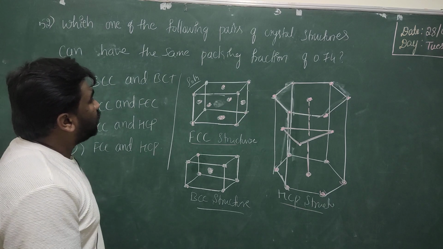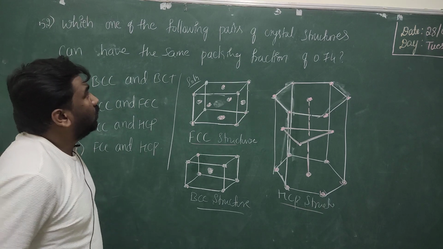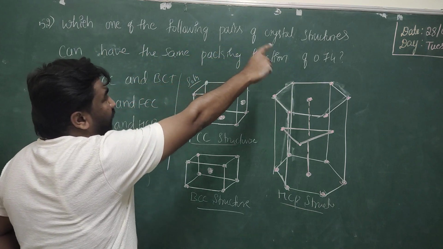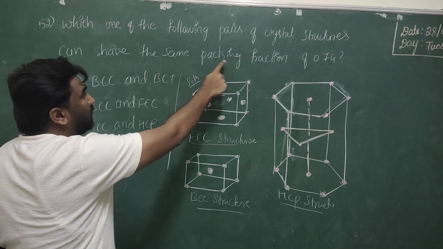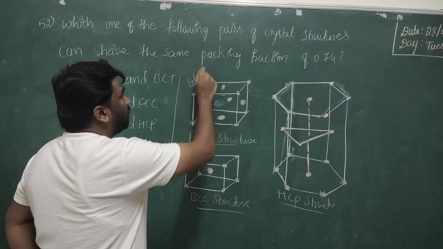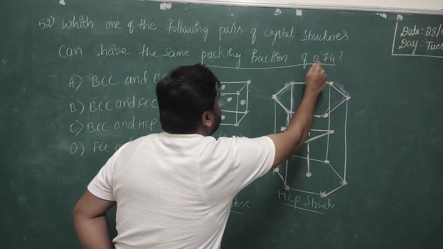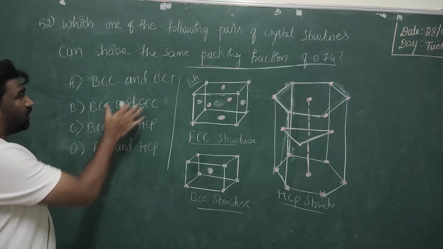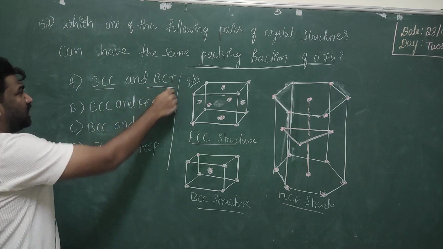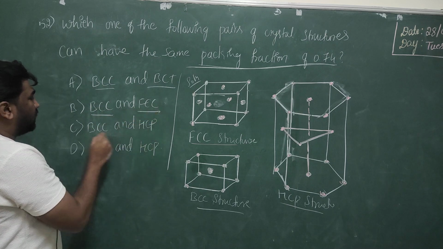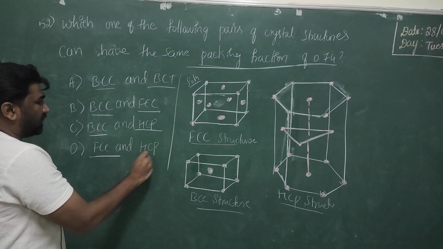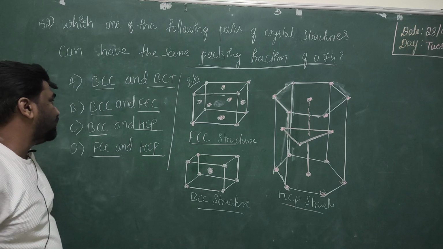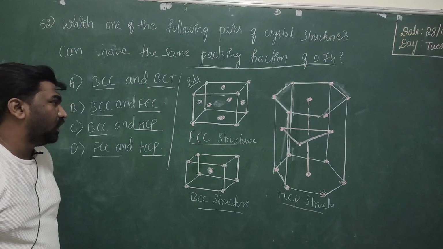This is question number 52. The question is like this: which one of the following pairs of crystal structures can have the same packing fraction of 0.74? These are the given options: BCC and BCT, BCC and FCC, BCC and HCP, and FCC and HCP. Body centered cubic lattice, face centered cubic lattice, or hexagonal close packed structure.